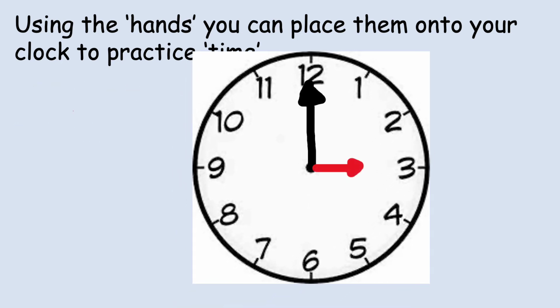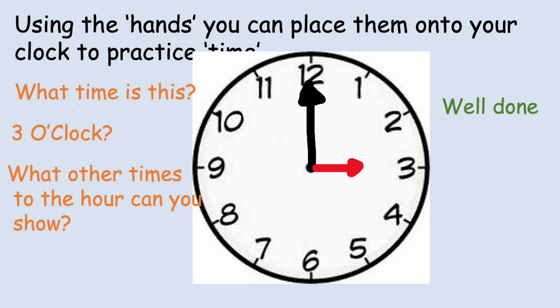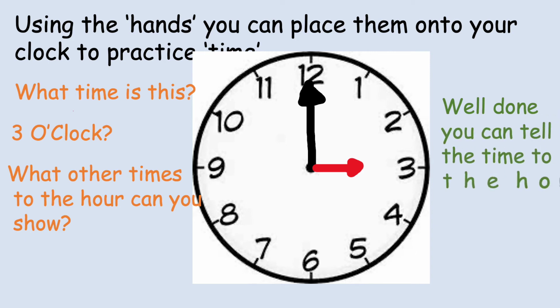At this one, what have we got here? What time is this? Well done. It's 3 o'clock. Can you tell me why? That's right. You can see the hour hand is pointing to the 3 and the minutes hand is at the top. It's 12 o'clock. What are the times to the hour you can show? Show an adult or another person in your household. Well done. You can tell the time to the hour.